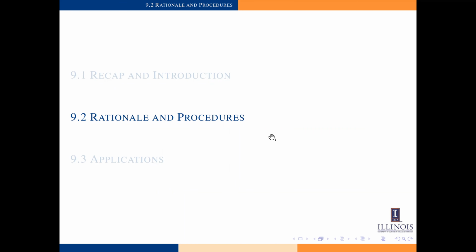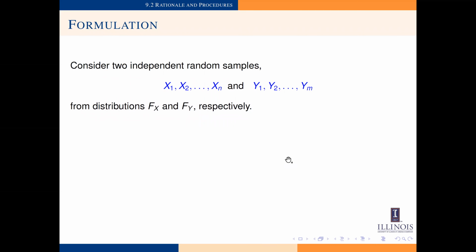Okay, so let's introduce the rationale and procedures for the permutation test. Consider two independent random samples, x1, x2 all the way up to xn, and y1, y2 all the way up to ym. So we have n samples from the distribution Fx and m samples from the distribution Fy.